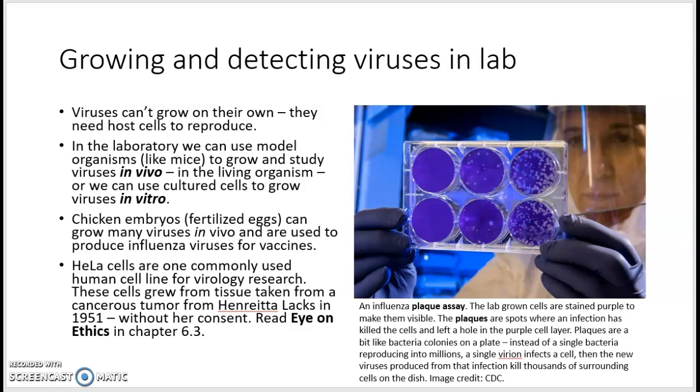So, on the right, you can see how we grow some of these viruses in the lab. What's shown is a plate with a plaque assay. There's a layer of human cells grown on the bottom of this dish, and they're stained purple with a dye to make them visible. The plaques are the little holes that you see in those purple layers. Those are where the viruses have killed the host cells during the infectious process. So these plaques are a little bit like the colonies that we see on bacteria plates. They started from one virus that infected a host cell and then killed all of the surrounding cells to make a little hole in the cell layer.